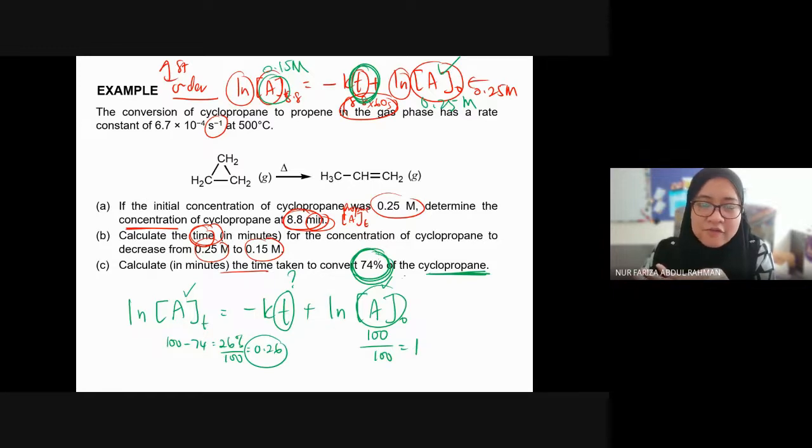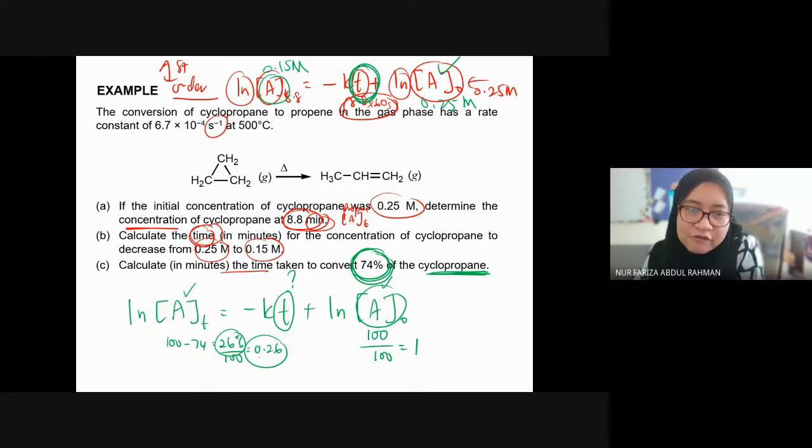Okay, if 74% of the cyclopropane has been used, so how many is left after T time? So it will be 26% yang tinggal. So convert into pecahan, jangan tinggal dalam percentage. Okay, so you convert 0.26 lah.